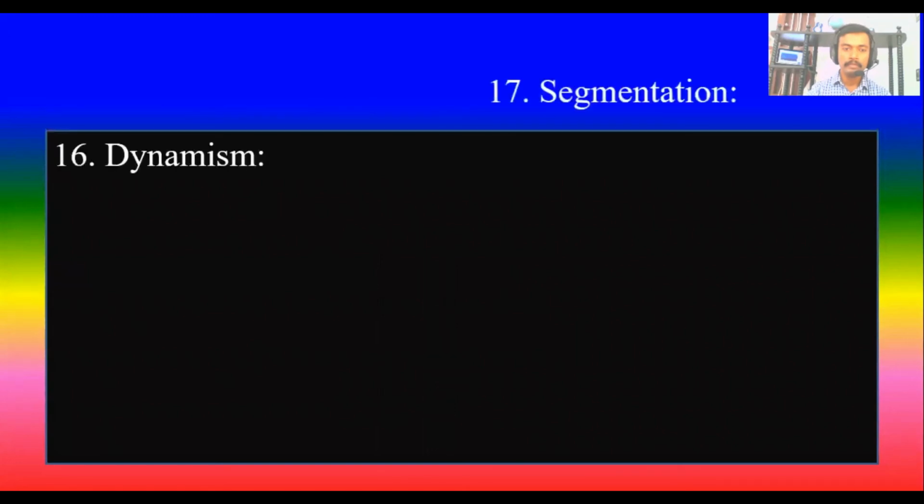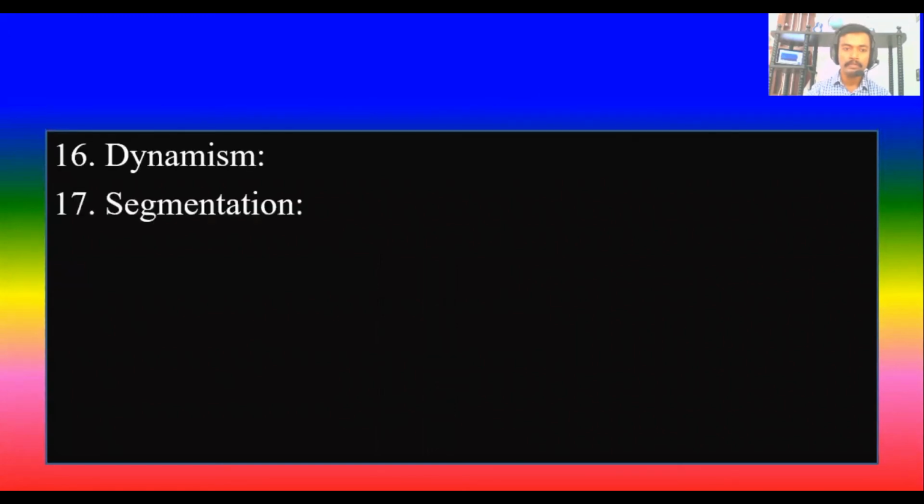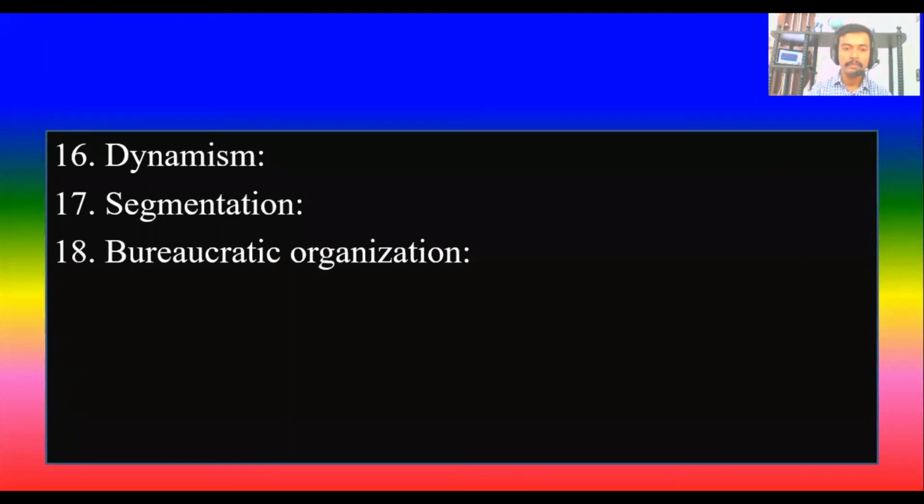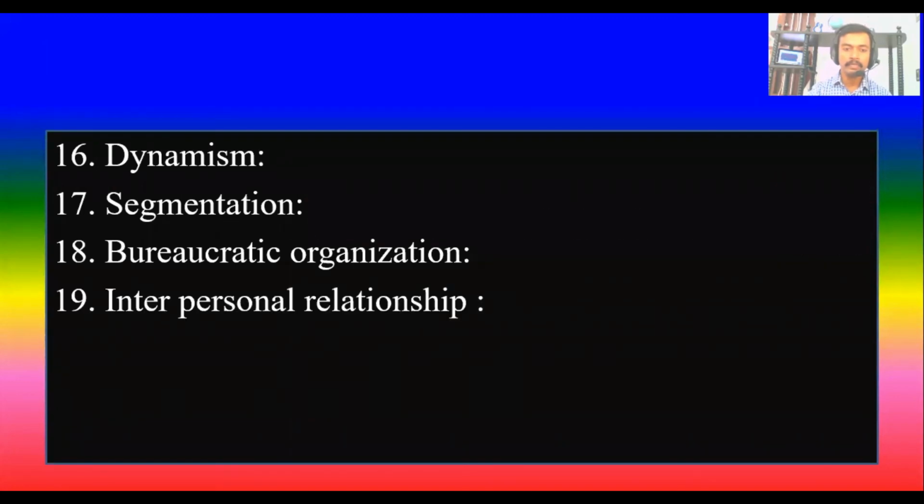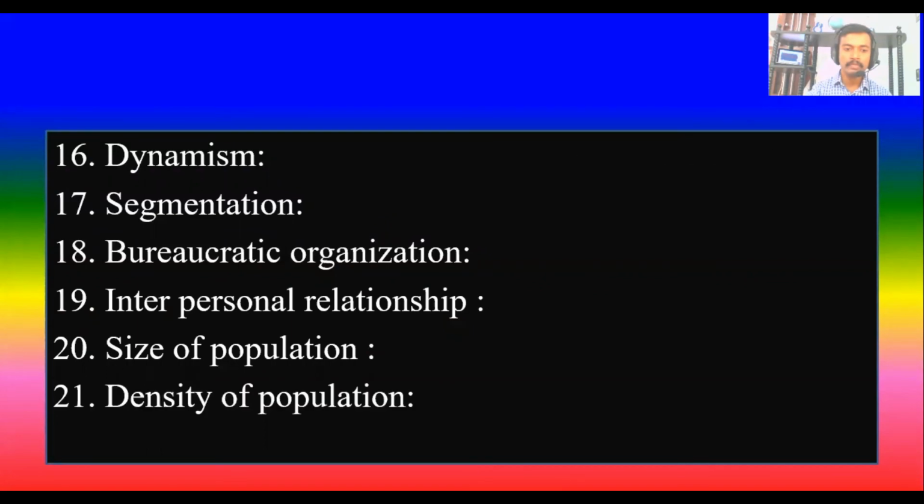Then dynamism. Segmentation is another feature, which means every part of a city is divided into various segments, for example commercial area, industrial area, residential area where people live. Like this it is segmented. Then bureaucratic organization, impersonal relationships, the size of population is very, very high, and the density of population is very high.